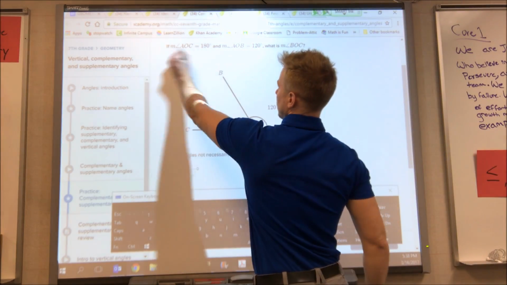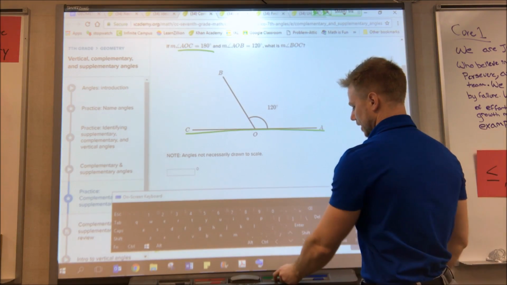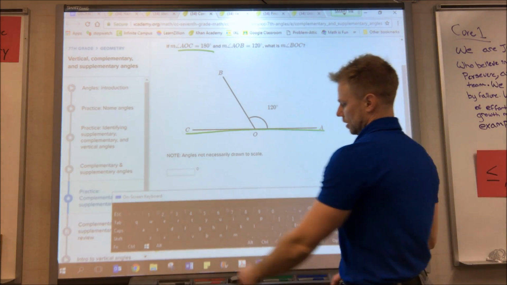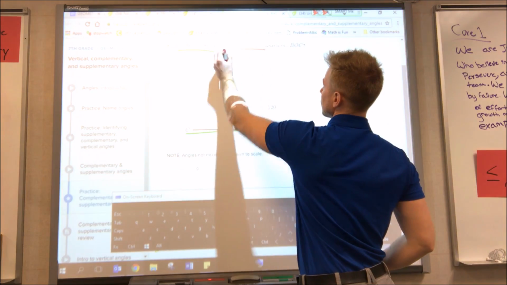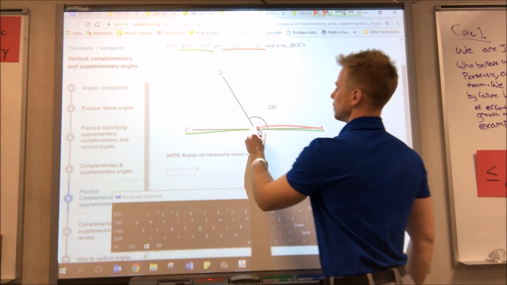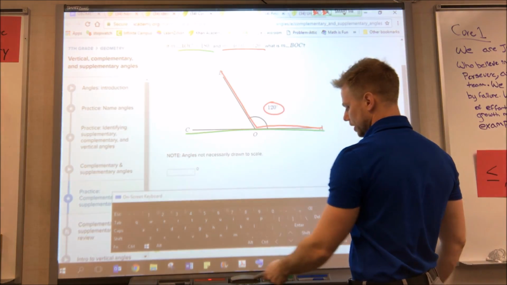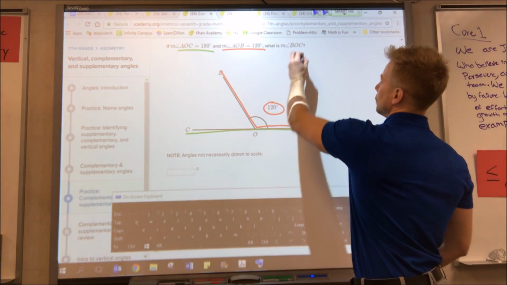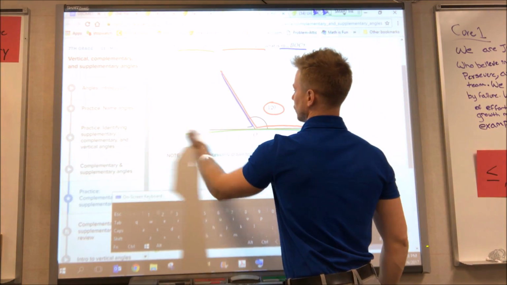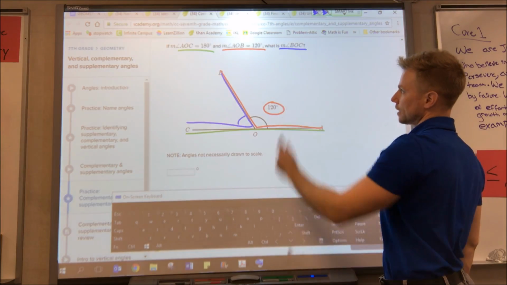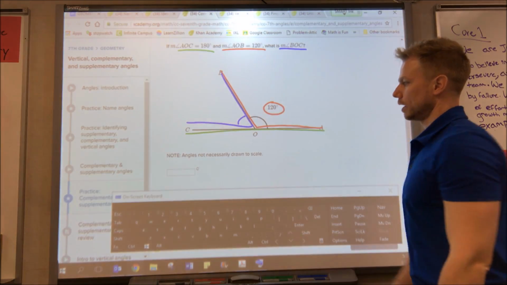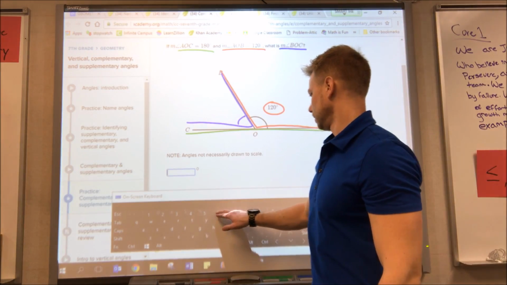Okay, AOC is 180. Again, straight line. AOB is 120. A to O to B is 120. We want to find BOC, which is right there. Again, we're going to subtract 180 minus 120, leaves us with 60.